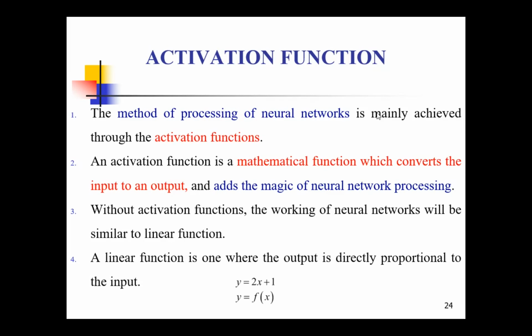For example, take a linear function y is equal to 2x plus 1. This 2x plus 1 is a function of x. Depending upon the value of x, y changes, so y is directly proportional to the value of x. This is an example of a linear function. When this is given to the activation functions, then the output changes in an adaptive manner.